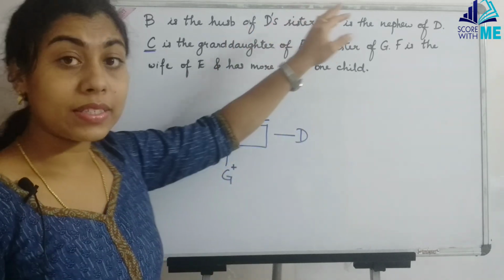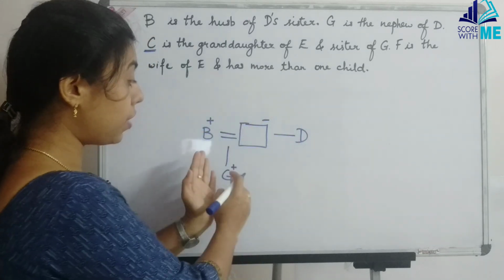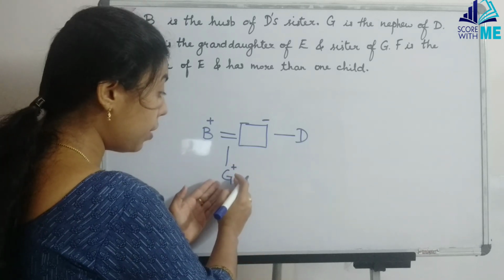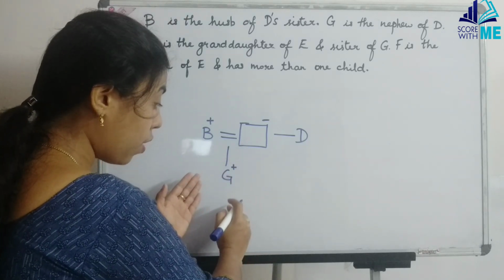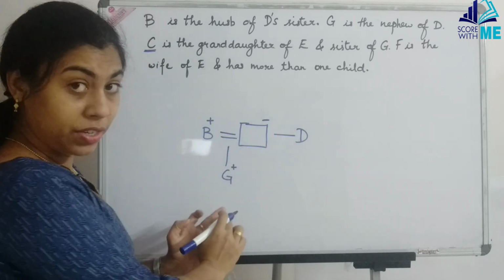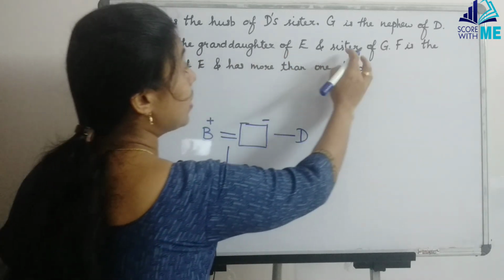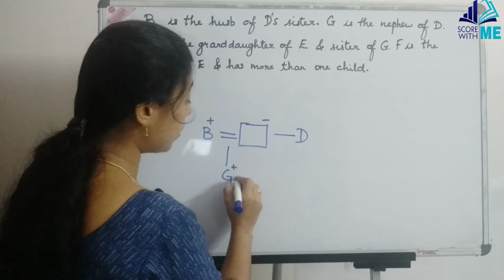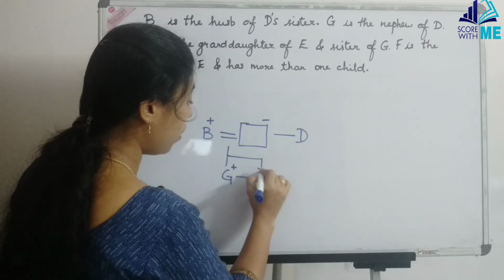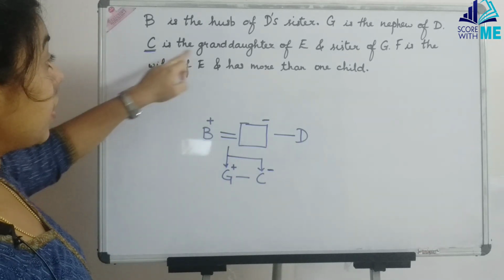We are told that these people have only 3 generations. Remember that. That is why, when a granddaughter or grandson comes, they are already the children. If it went beyond this, then B and D would be having grandchildren, and that is not given. C is the granddaughter of E and sister of G. So the sister of G is going to be C. That means these two are the children of B and D. So C is the sister, a female, and she is a granddaughter of E.